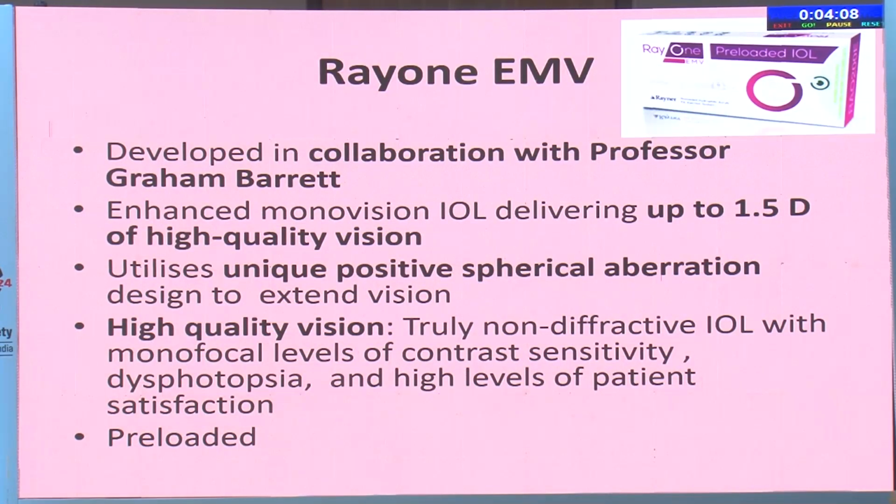The lens which I find much more useful than these two lenses, I have no financial interest in any of these lenses, recently I started using this Rayner EMB, which is a hydrophilic lens. It was developed in collaboration with Professor Graham Barrett. As the name suggests, Rayner EMB means enhanced monovision lens. It can deliver up to 1.5 diopter of high quality vision.